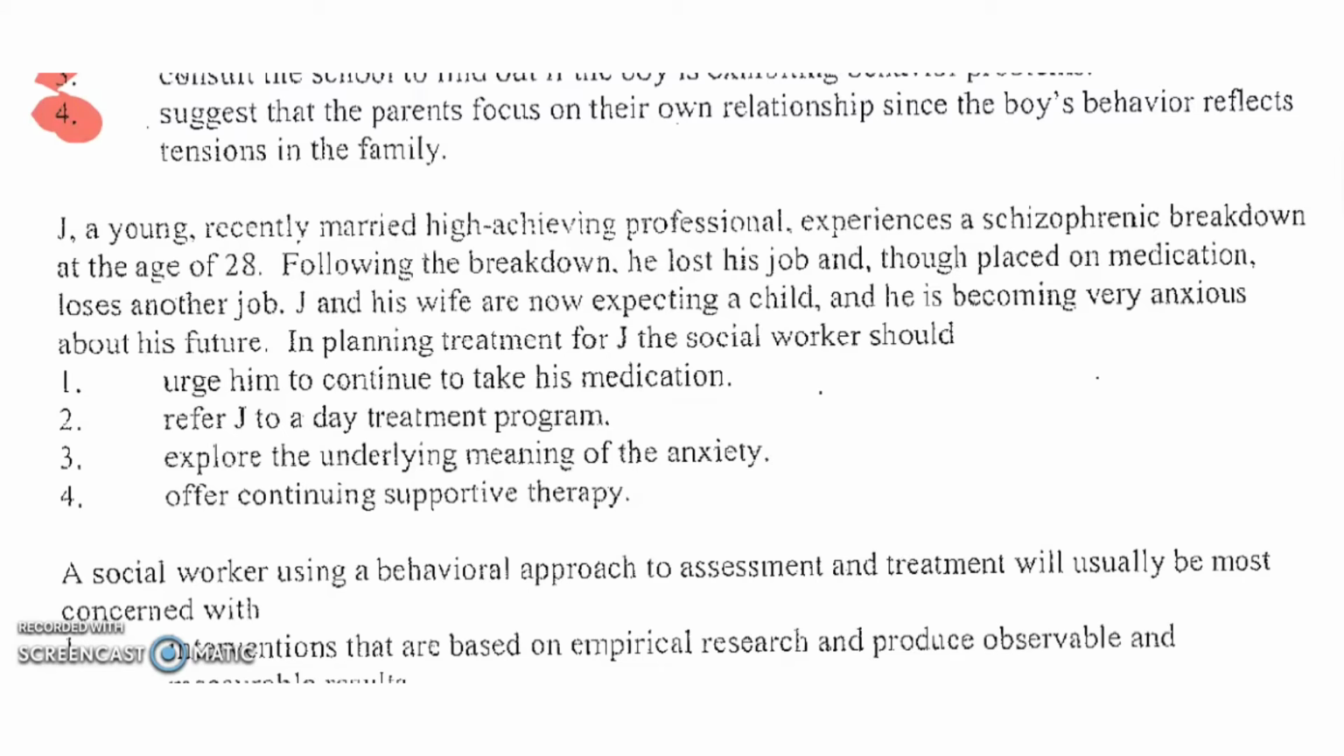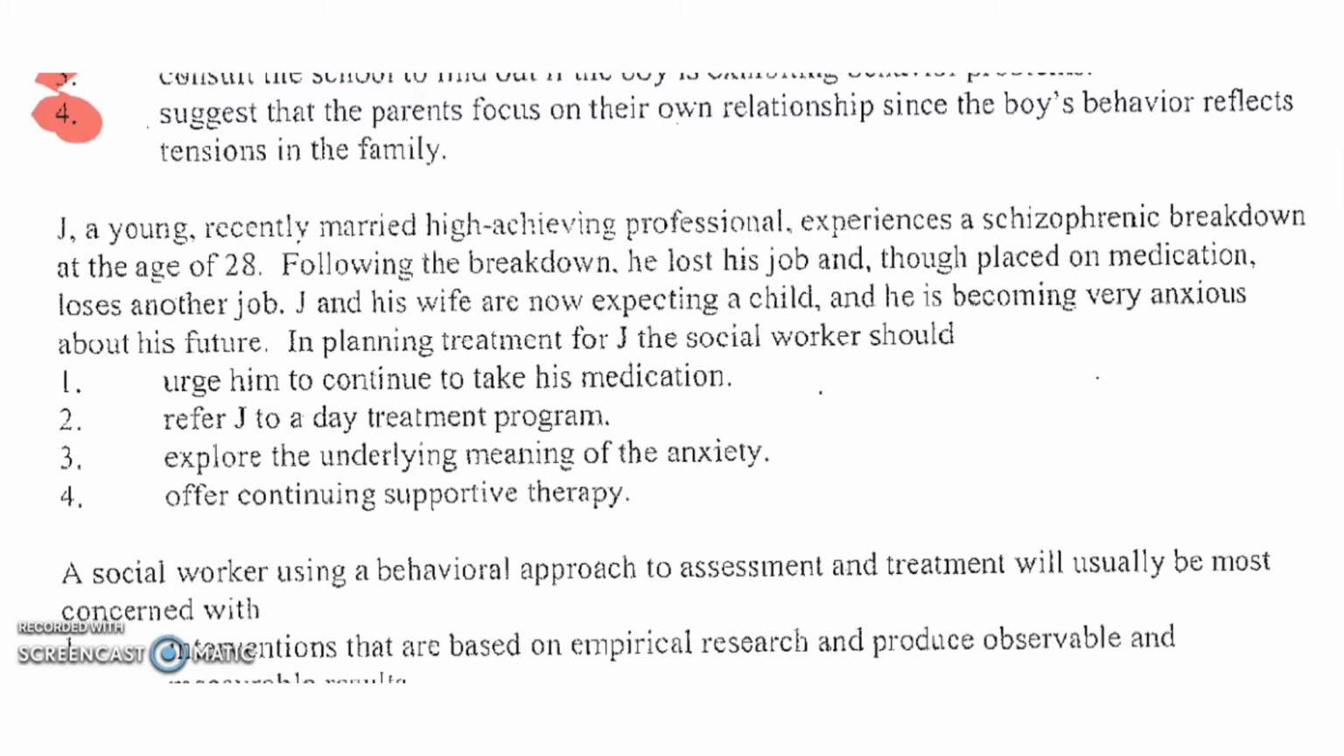Aw, poor Jay. So let's read it again. Jay is a young, married, high-achieving professional who had a breakdown at age 28. He lost his job and he was placed on medication. And when he was placed on medication, he lost another job. He and his wife are now expecting a child, and he's nervous about the future. The social worker is planning a treatment plan, and it should include what?